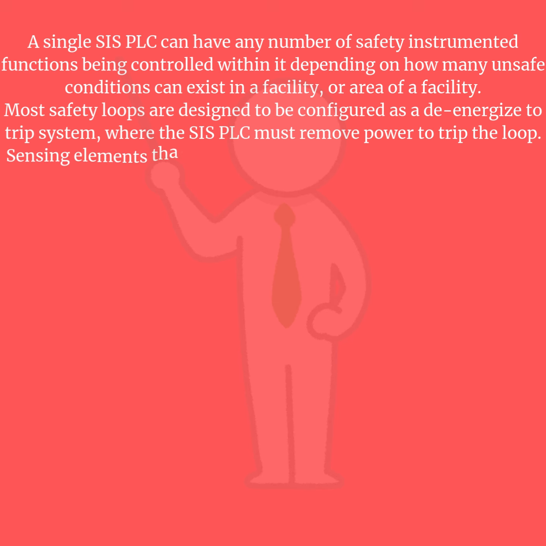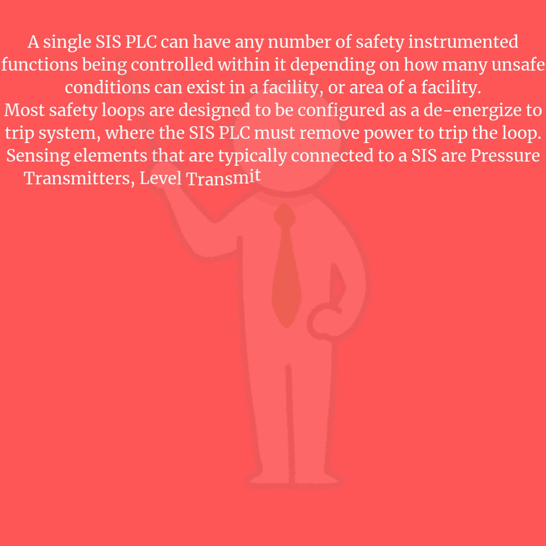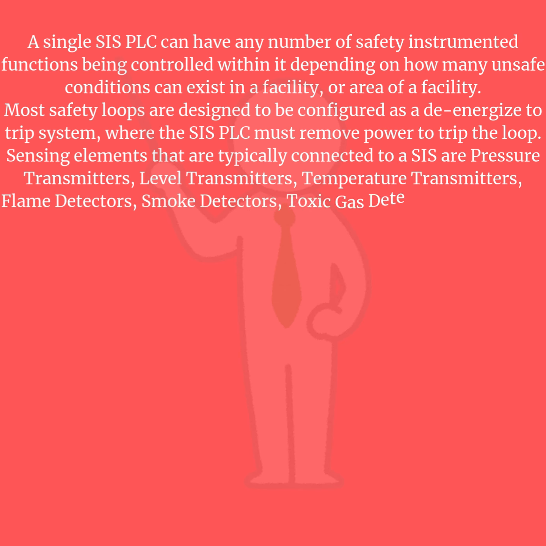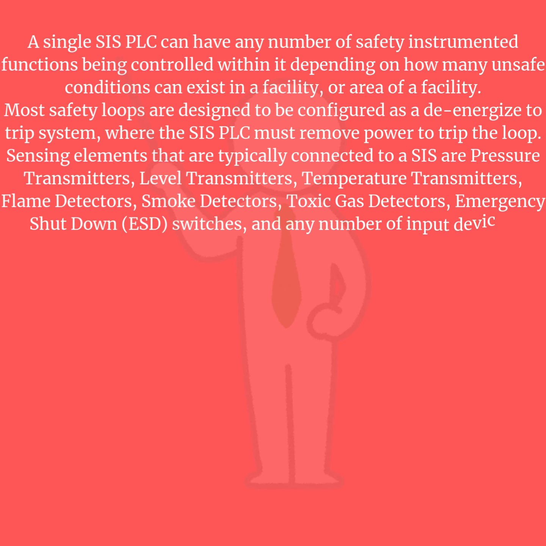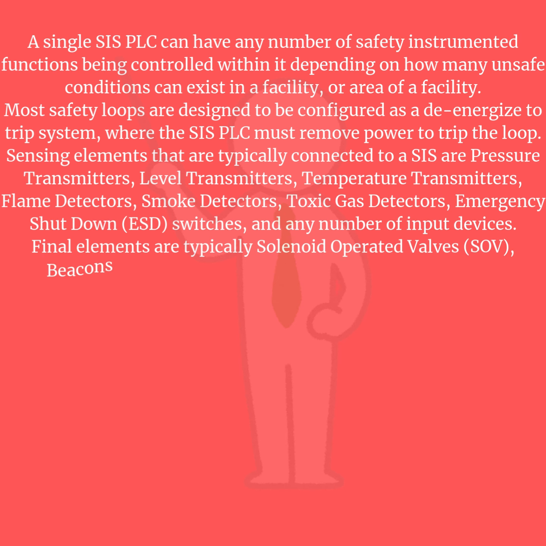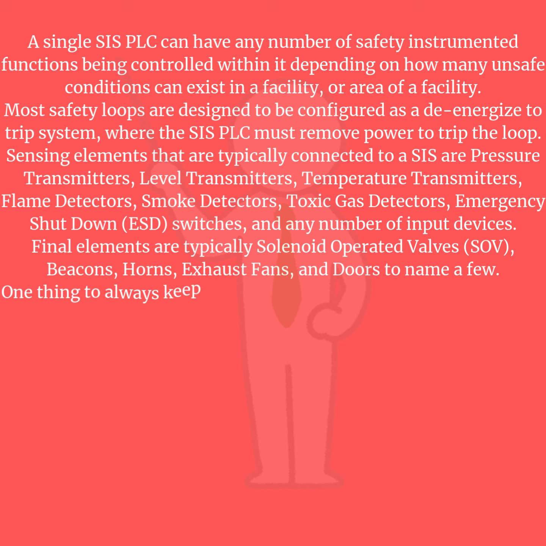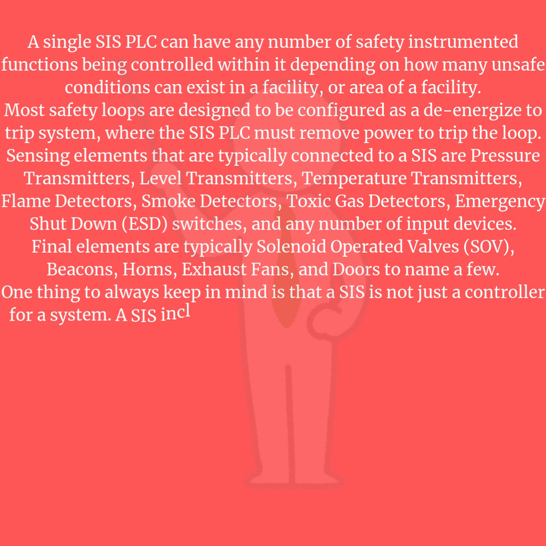Sensing elements that are typically connected to a SIS are pressure transmitters, level transmitters, temperature transmitters, flame detectors, smoke detectors, toxic gas detectors, emergency shutdown, ESD, switches, and any number of input devices. Final elements are typically solenoid-operated valves, SOV, beacons, horns, exhaust fans, and doors, to name a few. One thing to always keep in mind is that a SIS is not just a controller for a system.